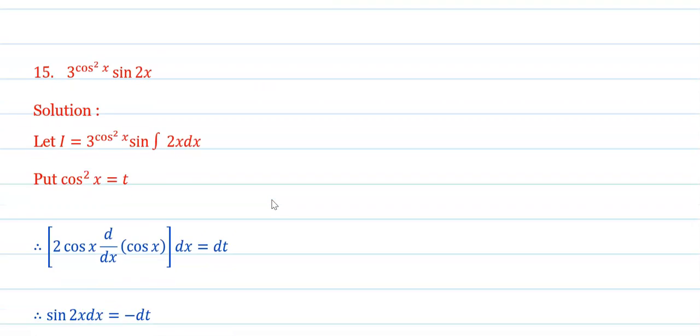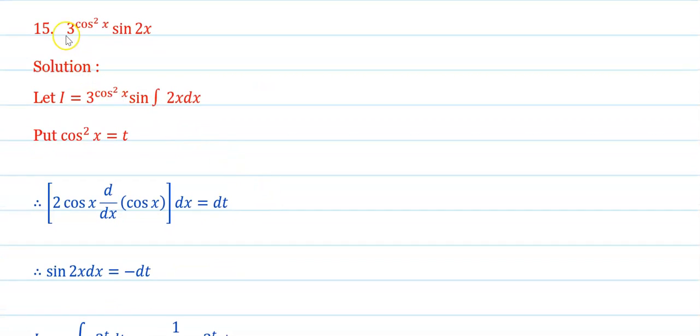Now the problem number 15. 3 raised to cos square x into sine of 2x is a very easy problem. Now again here I is equal to integral 3 raised to cos square x into sine of 2x into dx. Now put cos square x is equal to t. What about its derivative? 2 cos x into d/dx of cos x, which is minus sin x. Now it can be written as minus 2 cos x into sin x, and that equals dt.